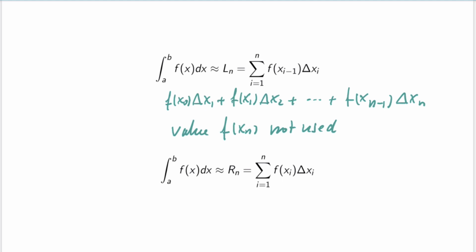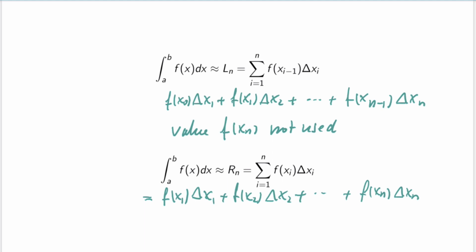Okay, maybe the right point rule is better. So let's write down the right point rule in this case. So we get f of x1 delta x1 plus f of x2 delta x2 and so on. And the last term here will be f of xn delta xn. Okay, we are using the last point. But not the first, right? So here the value of f of x0 is not used. Okay, this is unfortunate. It seems like we are missing one point either way. And we do. But maybe it doesn't matter.